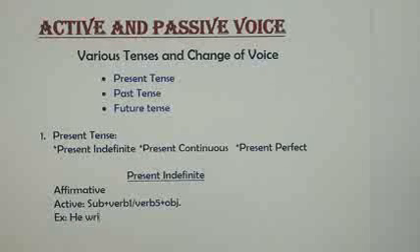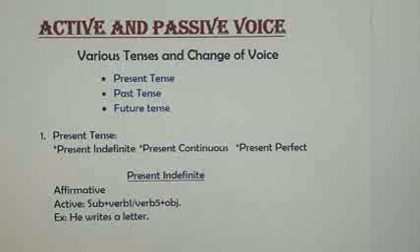He writes a letter. In this sentence, there is "he". It is a pronoun and it is the subject in this sentence. Writes is a verb which is in the fifth form of verb, and a letter is the object. So this sentence, he writes a letter, is in active voice.